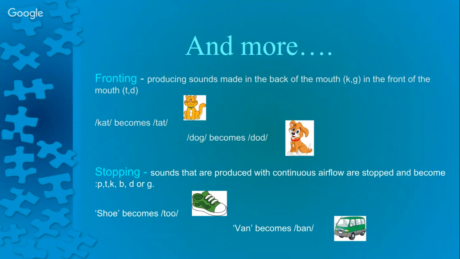So for the word shoe, where sh is the continuous airflow, that sound is stopped and produced with t, and the word becomes two. Tie my two. Van becomes ban. Everybody get in the van.